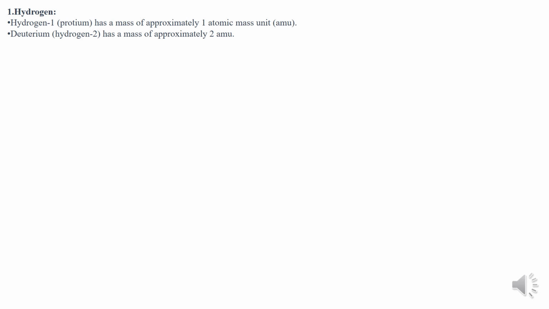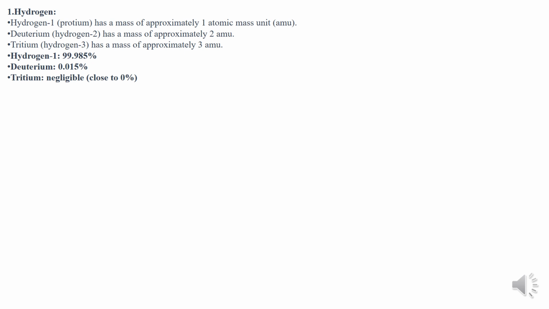Now the isotopes of hydrogen are protium, deuterium and tritium. Hydrogen has a mass of approximately 1 atomic mass unit. Deuterium has a mass of approximately 2 atomic mass units. Tritium has a mass of approximately 3 atomic mass units. And the relative abundance of hydrogen is 99.99%. Deuterium is 0.015%, while tritium is negligible. It's almost zero.